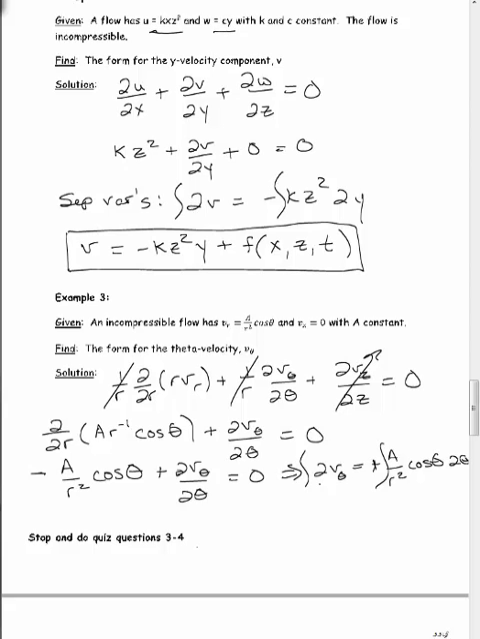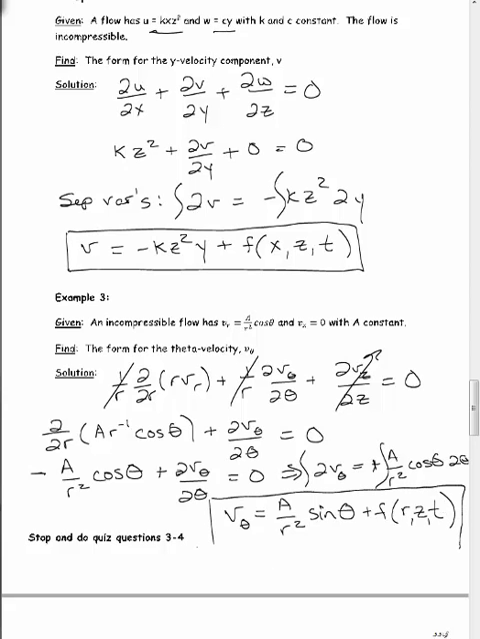So the integral of dv theta is v theta, and the integral here on the right-hand side is going to be a over r squared sine theta. And then let's not forget, where we normally would put in a constant of integration, we're going to put in a function of all the non-theta variables here. So that would be r, z, t. Okay, and that is our answer. Okay. So stop here and do quiz questions 3 and 4.